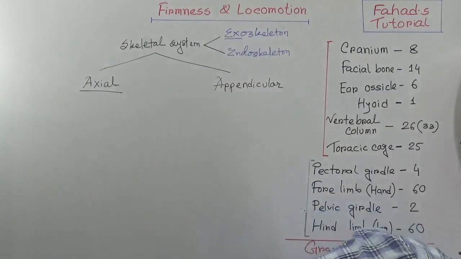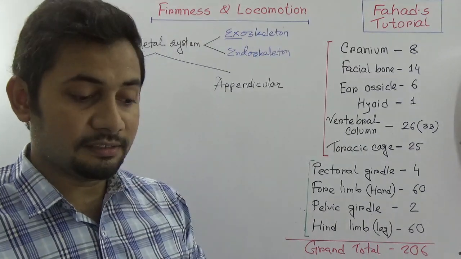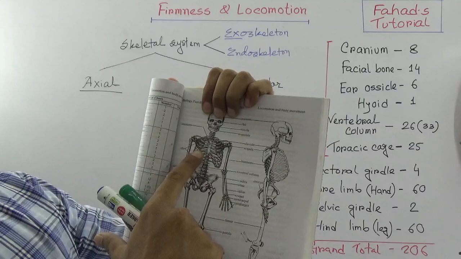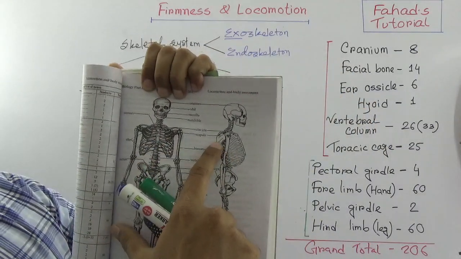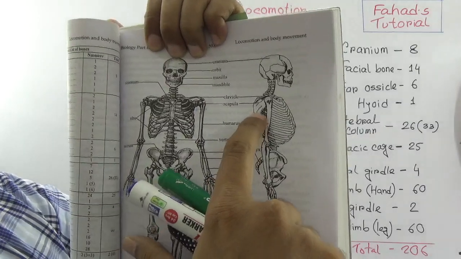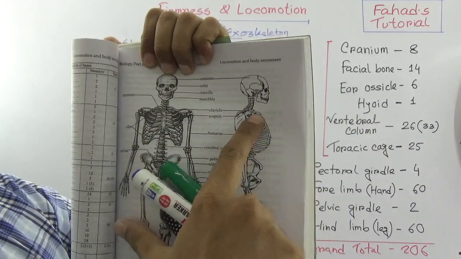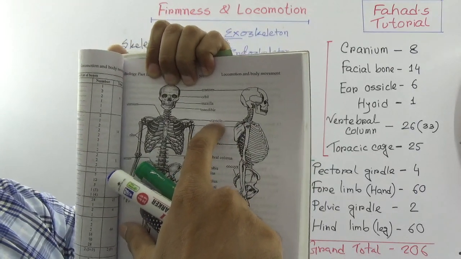So I'll definitely give you an idea that in case of pectoral girdle, the pectoral girdle means that you see the scapula. You can see this one, scapula, then the back side, and in front we have clavicle. These 2 bones are called the pectoral girdle.